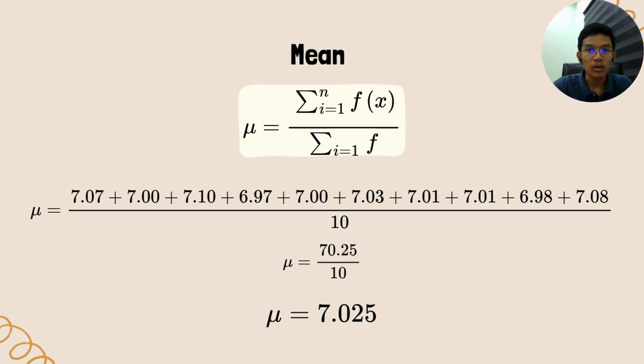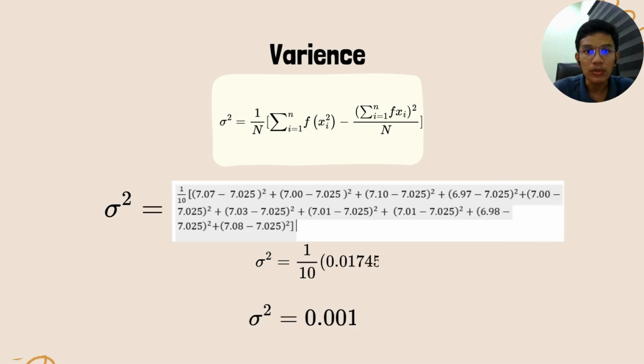To find the mean, we need to use the mean formula. Mean equals the sum of the data values divided by the number of data. Then put in all the values that we have and divide by the number of data. We will get the mean of 7.025.